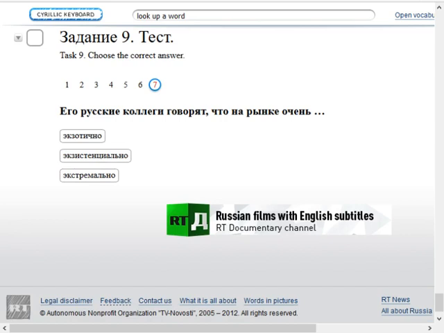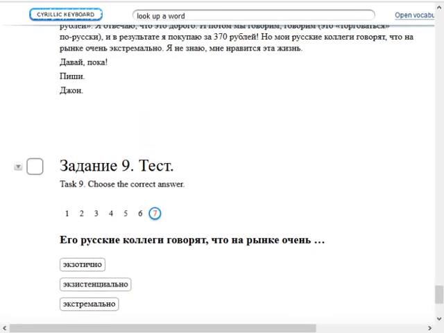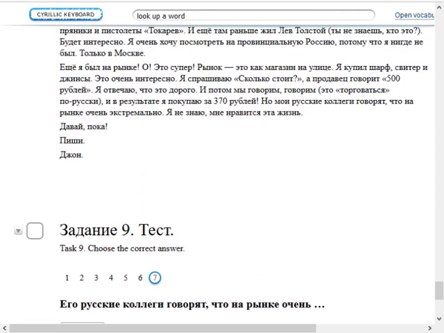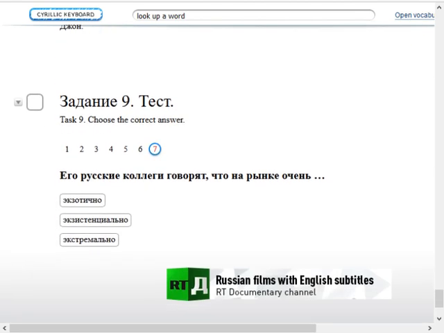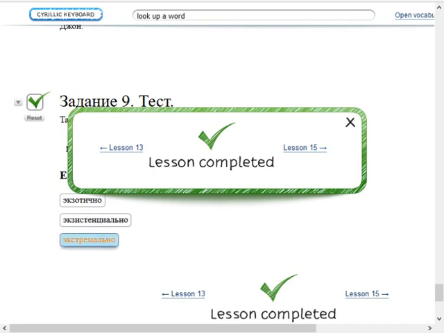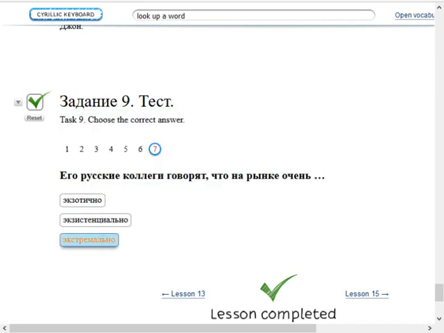And finally, его русские коллеги говорят, что на рынке очень... So his Russian colleagues say that... hold on, what do his colleagues say? На рынке очень экстремально. It's very extreme. I don't know. I'm not going to worry about the translations right now because again, this has already gone on way too long. If anyone's curious, you can look at the translations yourself.